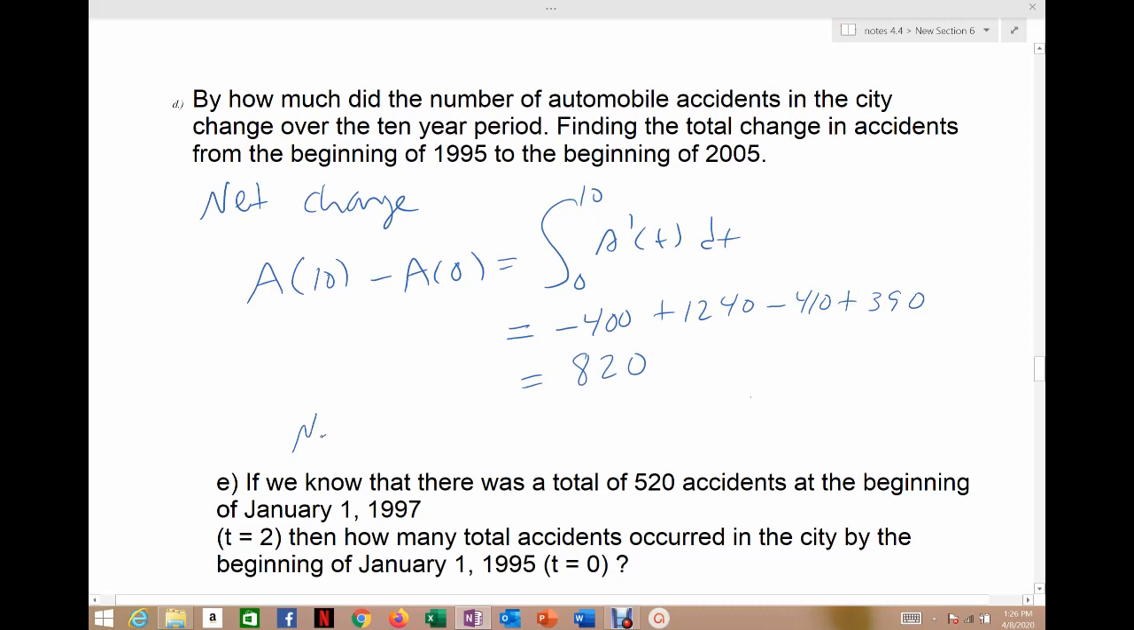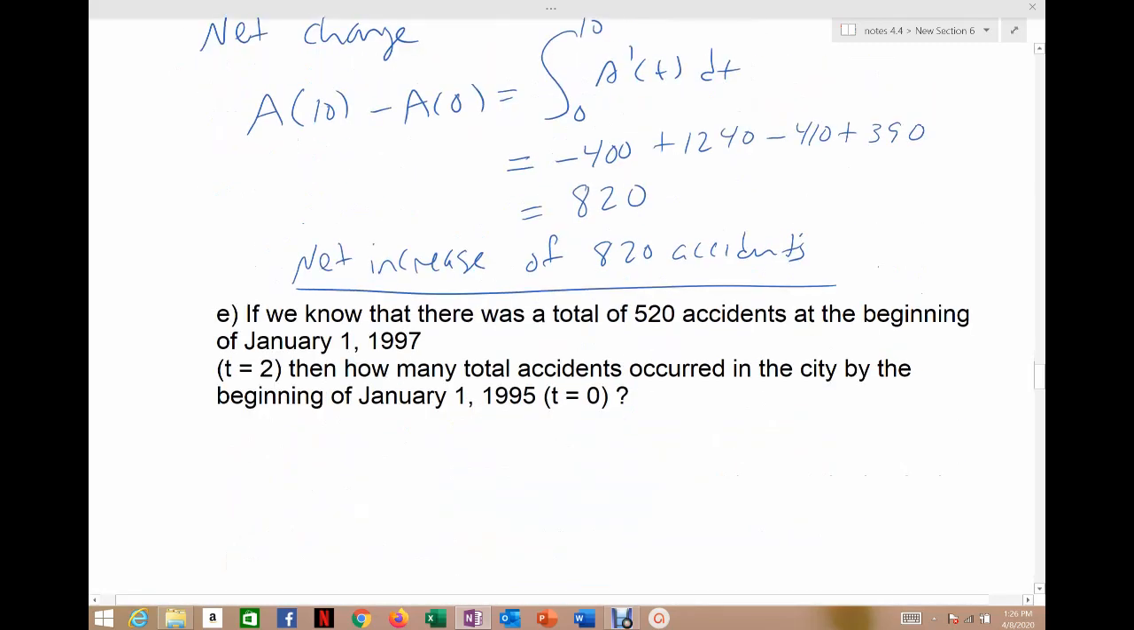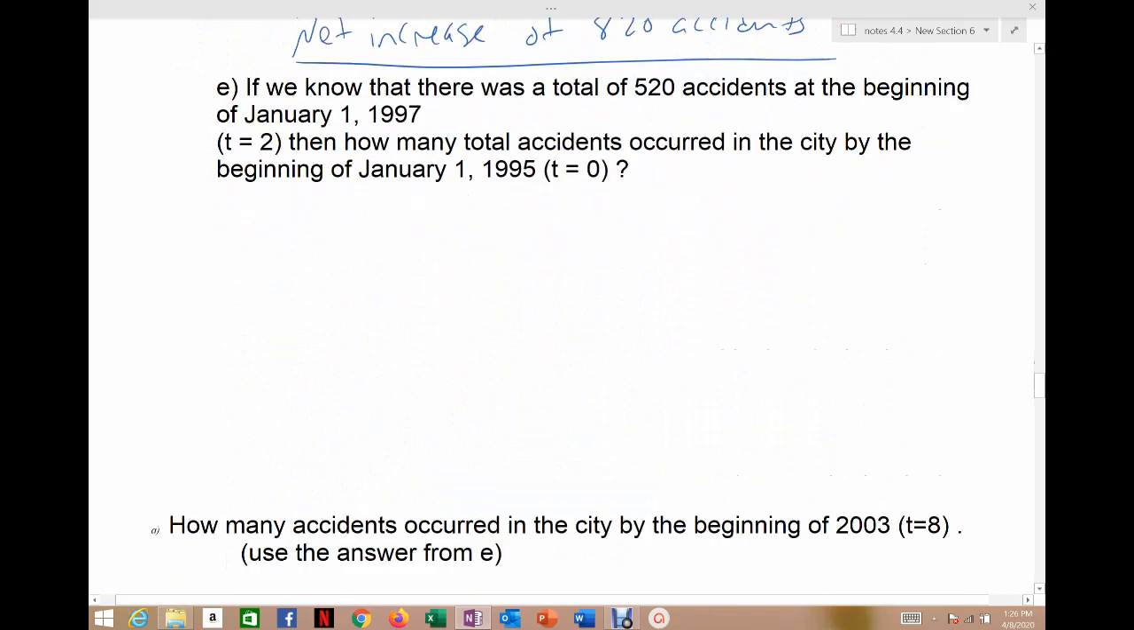So there was a net increase of 820 accidents. Right? Over the 10-year period. That was the net difference. Some years you had more, some years you had less. Overall, if you look at the net, gains and losses, moving up, moving down, that was the net change. All right, part E.